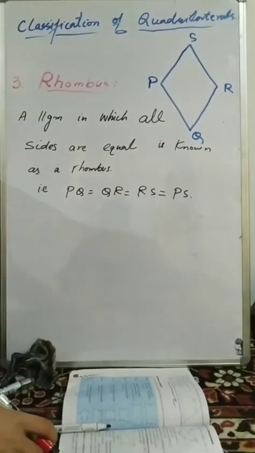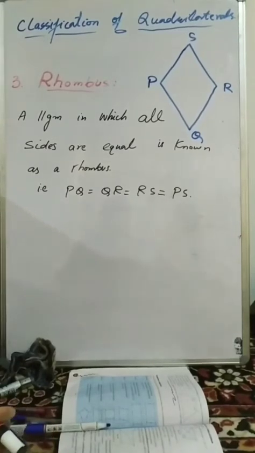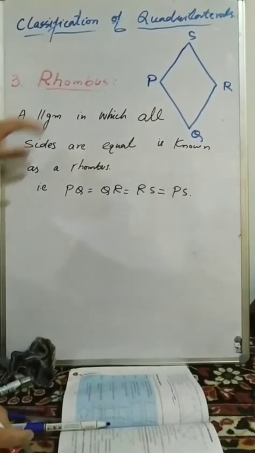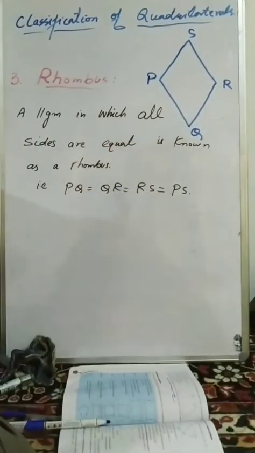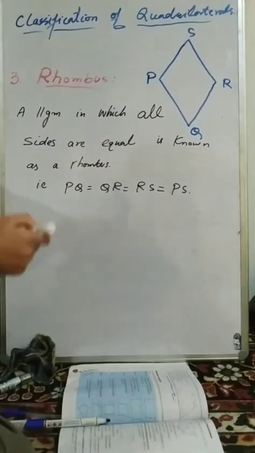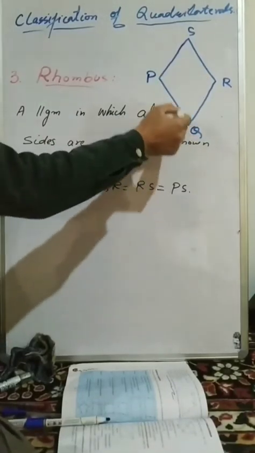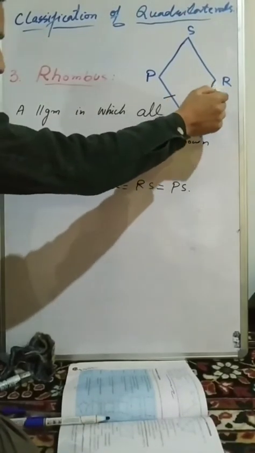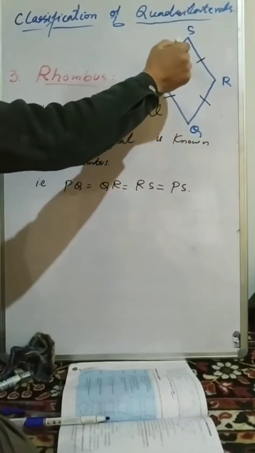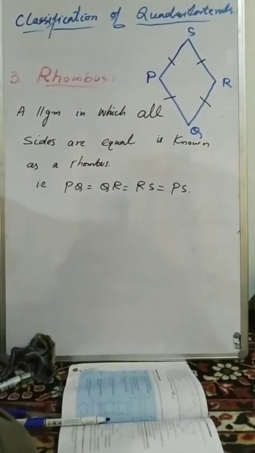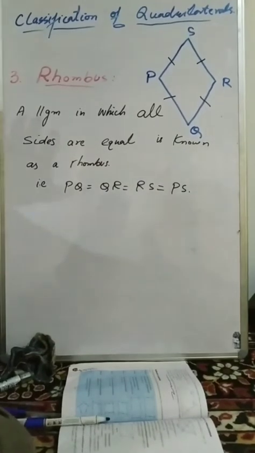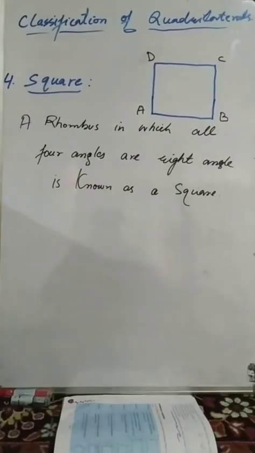The third type is rhombus. A rhombus is a parallelogram in which all the sides are equal. That means if we have a parallelogram, if all sides are equal, we can see that this is a rhombus. Suppose we have a parallelogram PQRS. If PQ is equal to QR and QR is equal to RS and RS is equal to SP, so we can say that this is a rhombus. This is a special type, so we can say that the fourth is square.